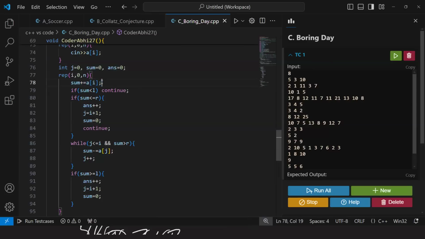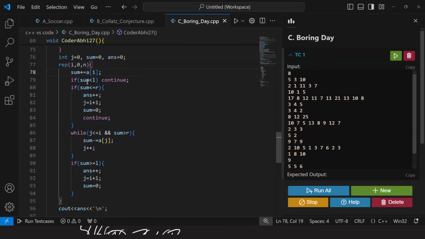So I would do sum plus equal to ai. Now, if sum is less than L, we can just continue to the next. So in the next loop, again I would get plus plus and would increase our sum. So we just did continue. If sum is below L, we have to increase our I pointer.